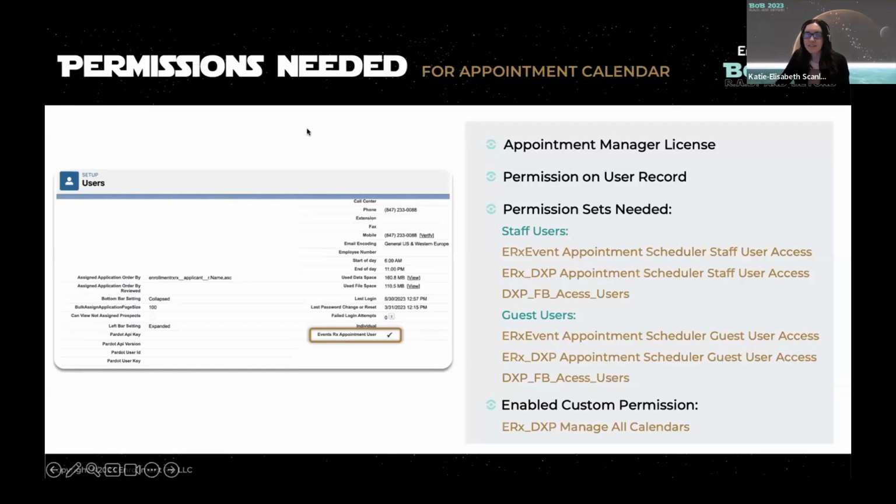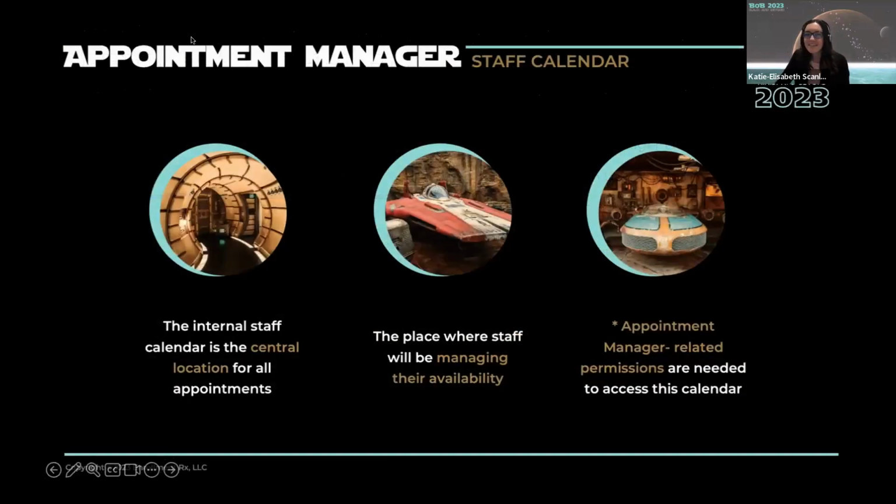So Mark, if you want to move on to the next slide. Thank you. So the internal staff calendar, this is the centralized place in Salesforce where your end users, so your staff users, will be maintaining their schedules and their availabilities. So this is where they can create their available appointments, see their scheduled appointments. If integration is in place, they can also see Google or Outlook appointments as well. To view the staff calendar, users with access will navigate to the Appointment Calendar DXP tab, which we are going to learn about on the next slide.